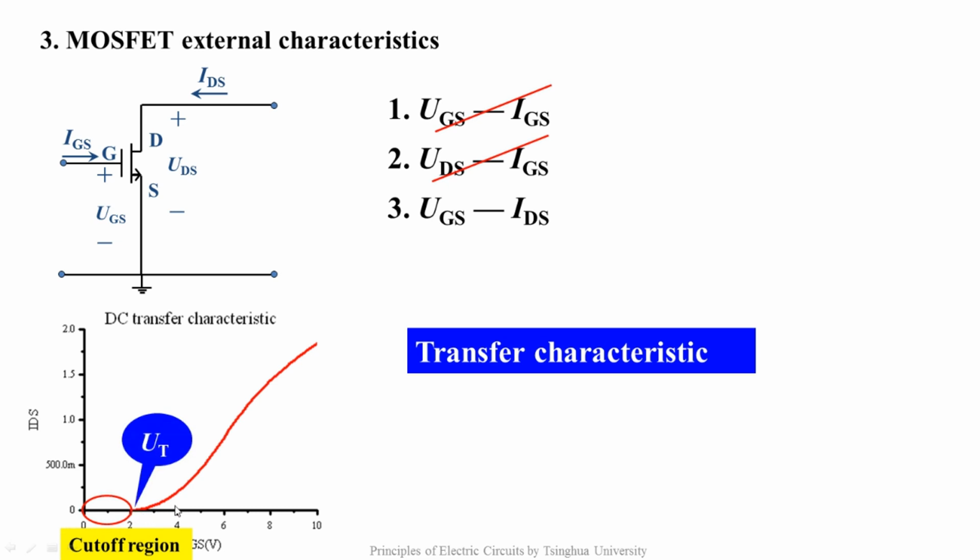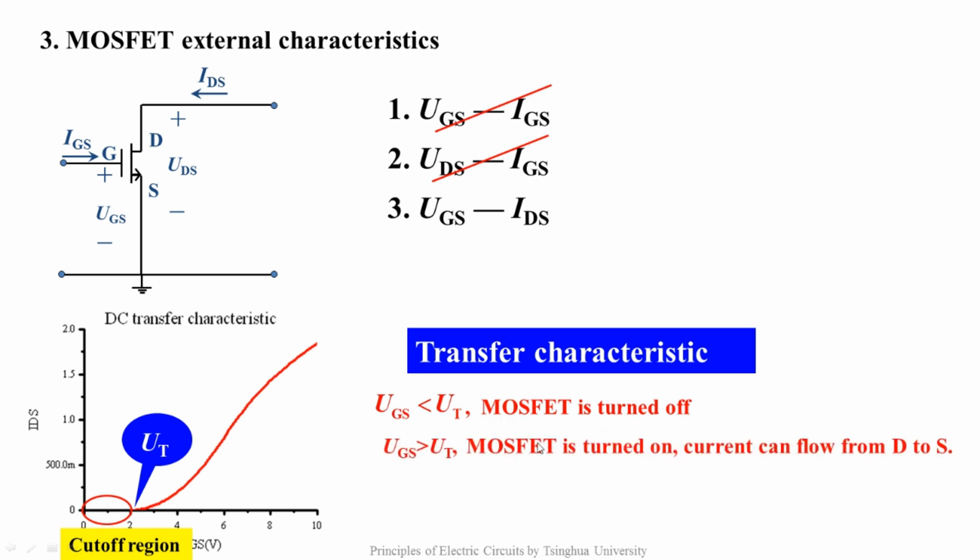When UGS is larger than some value, IDS increases gradually. This value is called the voltage control threshold of turning on, marked as UT. When UGS is less than UT, MOSFET is turned off. When UGS is larger than UT, the MOSFET is turned on, and the current can flow from D to S. You can review the second lecture of the simulation for better understanding.